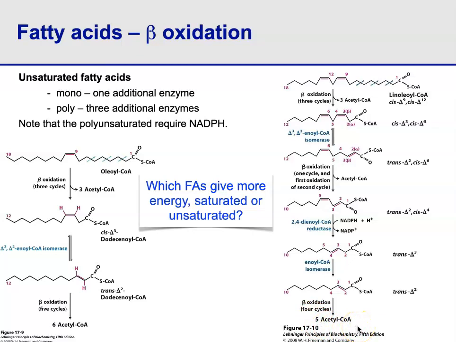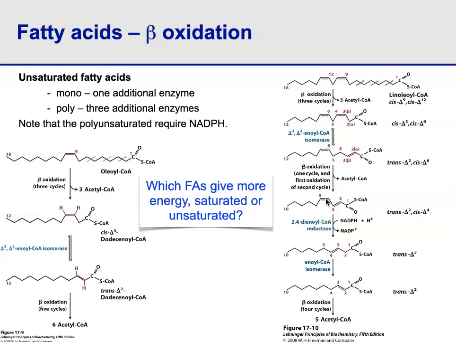So you can see that we need one extra enzyme, and this one, and this one, three additional enzymes to handle polyunsaturated fatty acids, and an electron pair from NADPH. So, which fatty acids give more energy, saturated or unsaturated? Now, you may see this more obviously here, and you'll say, well, we invested an electron pair here, so that's going to steal away an electron pair from oxidative phosphorylation, and you'll be right, that's true.